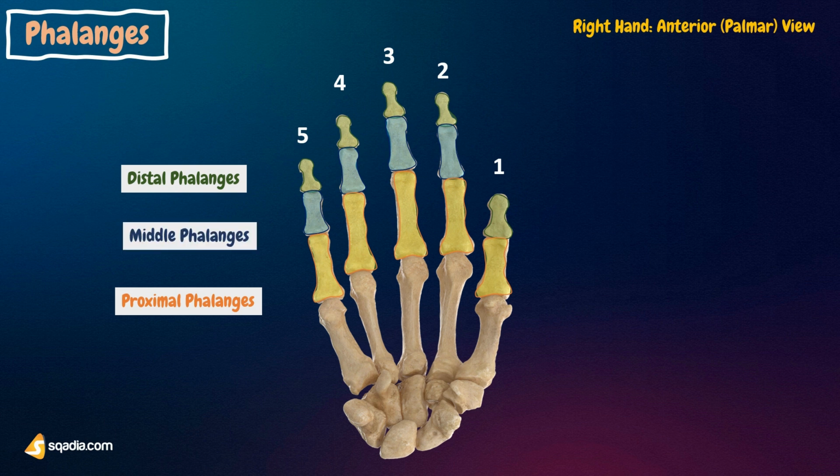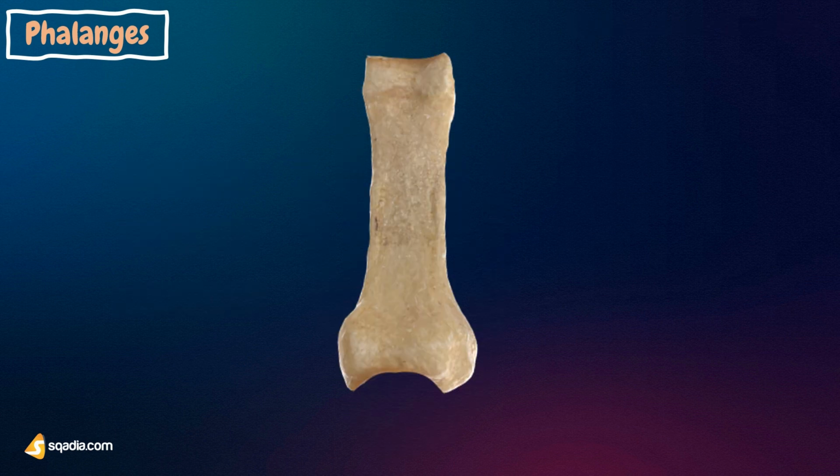Proximal phalanx, right beside the metacarpals. Next to them is the middle phalanx, which connects the proximal and distal phalanx through interphalangeal joints. The topmost is the distal phalanx, which is also known as the fingertip. Thumb has only 2 phalanges, proximal and the distal one. Each phalanx has a proximal base, a shaft, and a distal head.